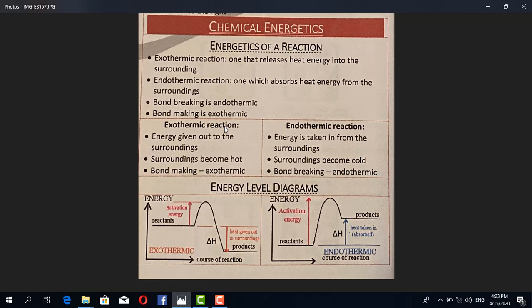Here's a simple difference between them. In the exothermic reaction, energy is given out to the surroundings, meanwhile the endothermic takes it in from the surroundings. The surroundings become hot in the exothermic, meanwhile in the endothermic they become cold. The exothermic involves bond making, meanwhile the endothermic involves bond breaking.